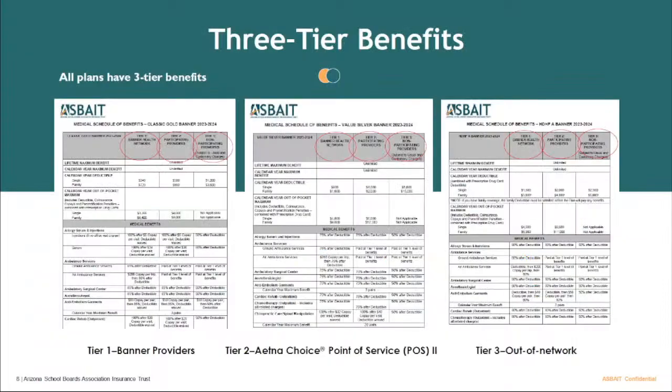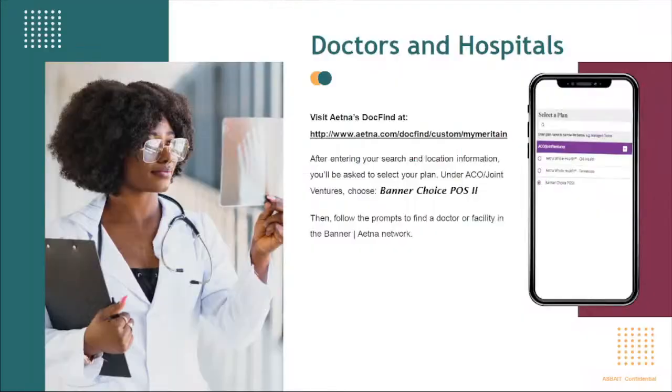So this is just a snapshot of what the schedules look like. I'm circling all three tiers for you, just as an illustration. Again, Tier 1 Banner, Tier 2 Aetna, Tier 3 out-of-network. Okay? So when your employees are looking for providers, obviously we want to encourage them to be looking at the Banner Network first. And we've got that website link.